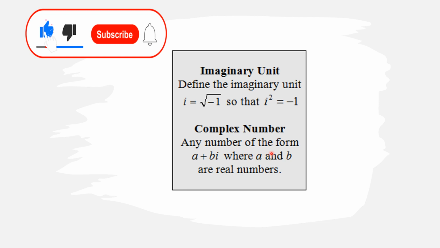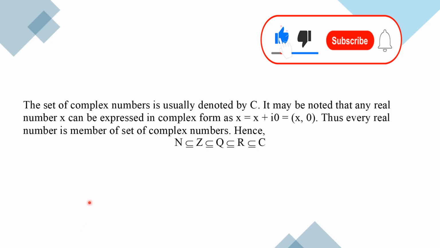A complex number is any number of the form a plus b iota, where a and b must be real numbers. The set of complex numbers is usually denoted by C. It may be noted that any real number x can be expressed in complex form as x plus iota 0, which is equal to the ordered pair x, 0. Thus, every real number is a member of the set of complex numbers.